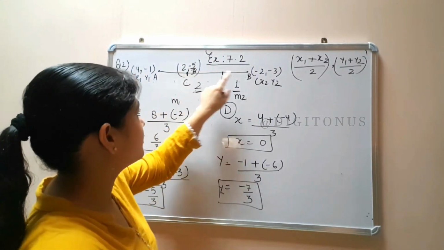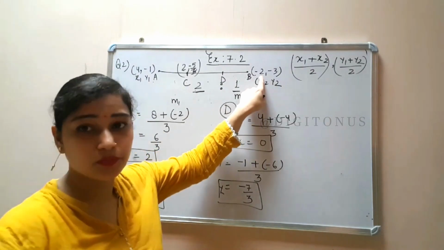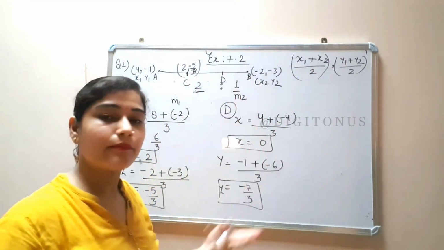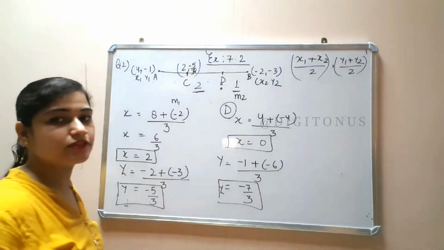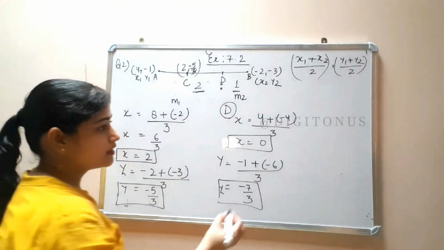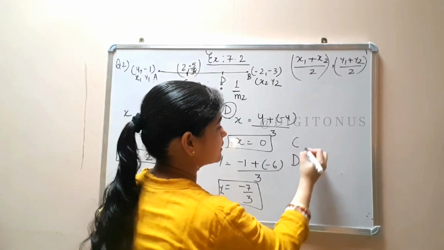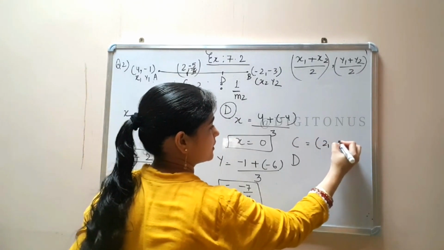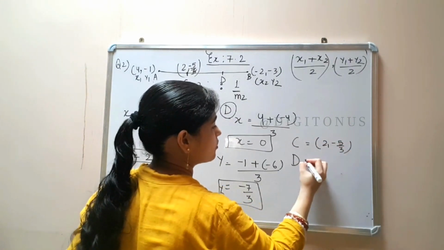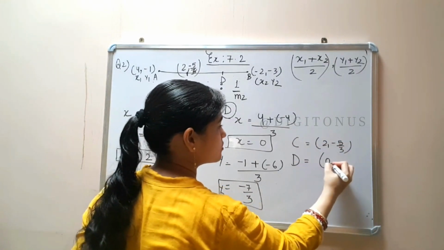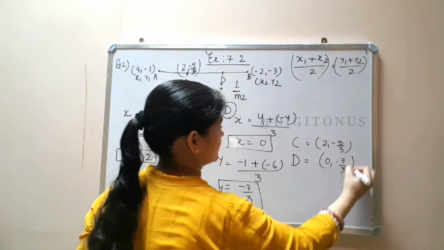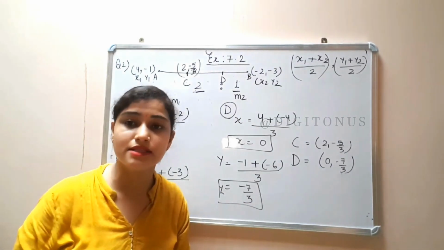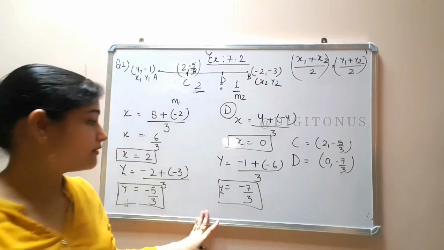(x1 plus x2)/2 means (2 minus 2)/2, which is the same 0. So it is up to you which concept you want to apply. The answers are that the coordinate points of C are (2, -5/3), and the coordinate points of D are (0, -7/3).